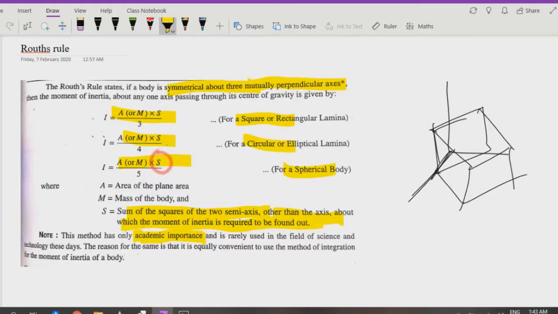This method is only of academic importance and is rarely used in the field of science and technology these days. The reason is that it is equally convenient to use the method of integration for the moment of inertia of a body. It's simply written here that we should use the integration method to find the moment of inertia.